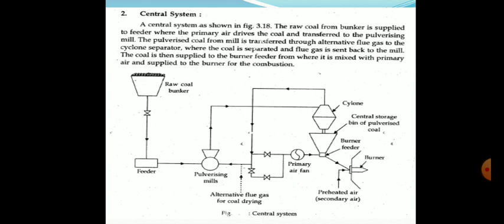The coal is then supplied to the burner feeder, from where it is mixed with the primary air and supplied to the burner for combustion. So see in this figure, here the raw coal bunker is there, feeder is there, pulverizing mills, alternative flue gas for coal drying, primary air fan, cyclone, central storage bin of pulverized coal, burner feeder, burner, preheated air, secondary air.